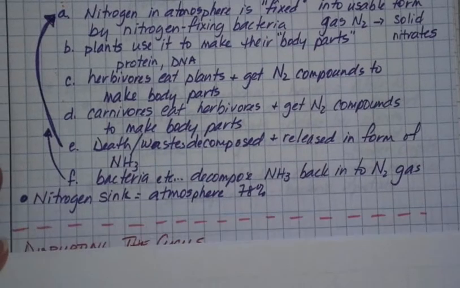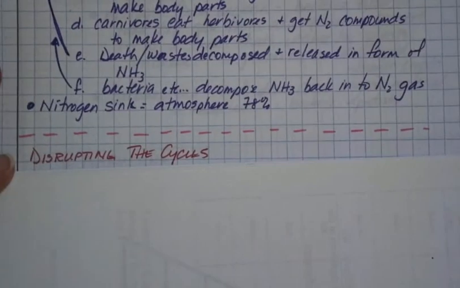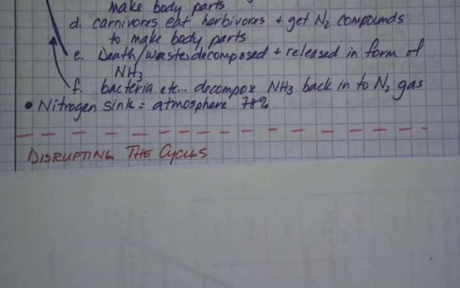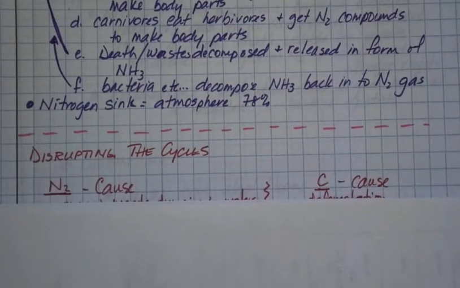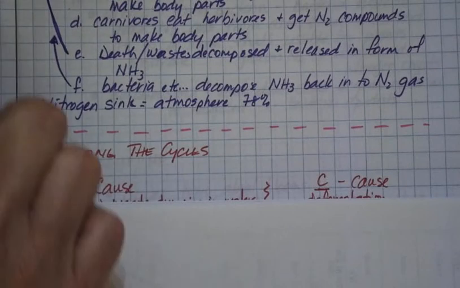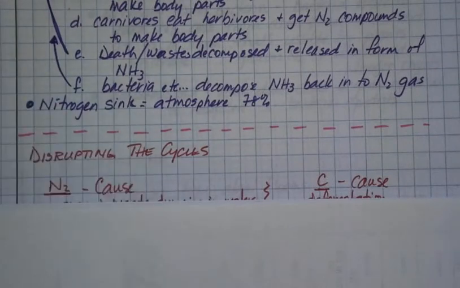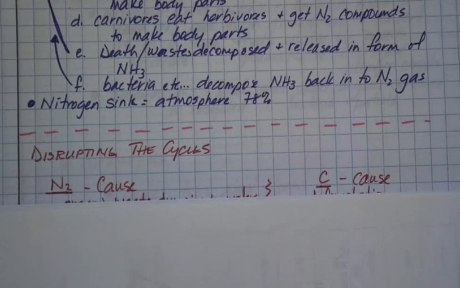So here's what we're going to talk about next. We're going to talk about disrupting the cycles. And remember, you need to pause this whenever necessary so you can get this stuff down here. So I'm going to put it in kind of like a little chart here. And I'm going to start with nitrogen on the left, carbon on the right, and these will be the causes. What causes the disruption? What's going on that's going to mess up the nice, pretty cycle that we have going on here? So let's look at the nitrogen cycle first.